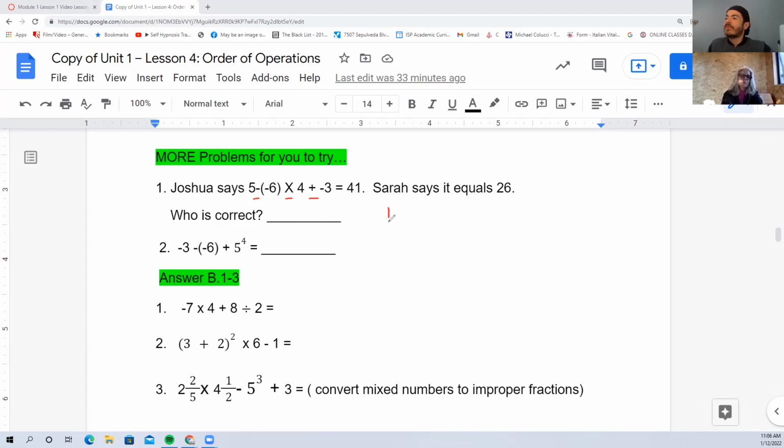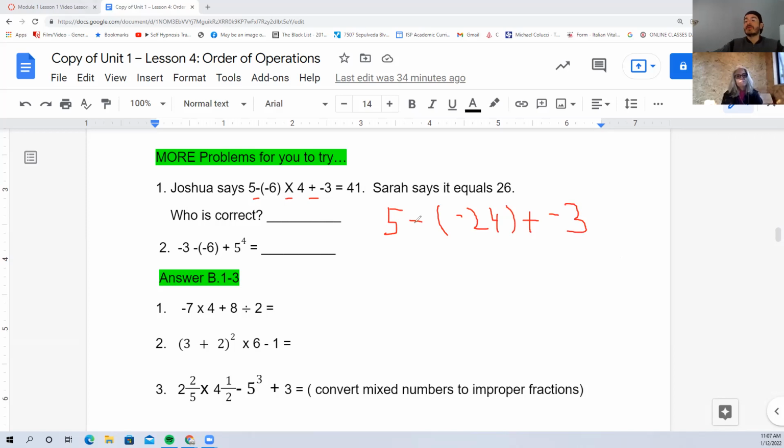So we have 5 minus a -6 times 4, and we know from our previous unit that a negative times a positive is a negative number. That ends us with -24 plus a -3.